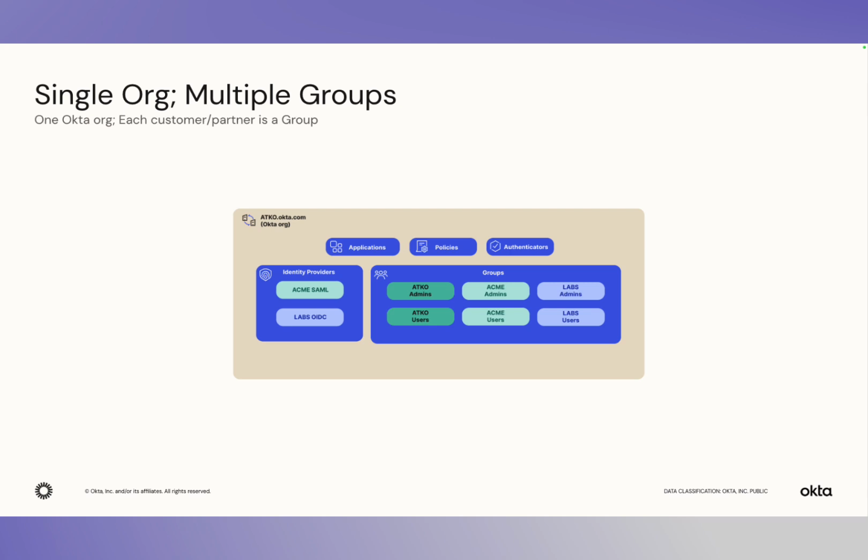Now, the groups are going to be used to represent each of the different customers or partners in that B2B scenario. You can see here in the image that we have the Acme and the Labs users and admins, and then we have the ATCO admins and users, which would sort of represent the overarching entity or the actual initial parent company, if you will, that is providing the services.